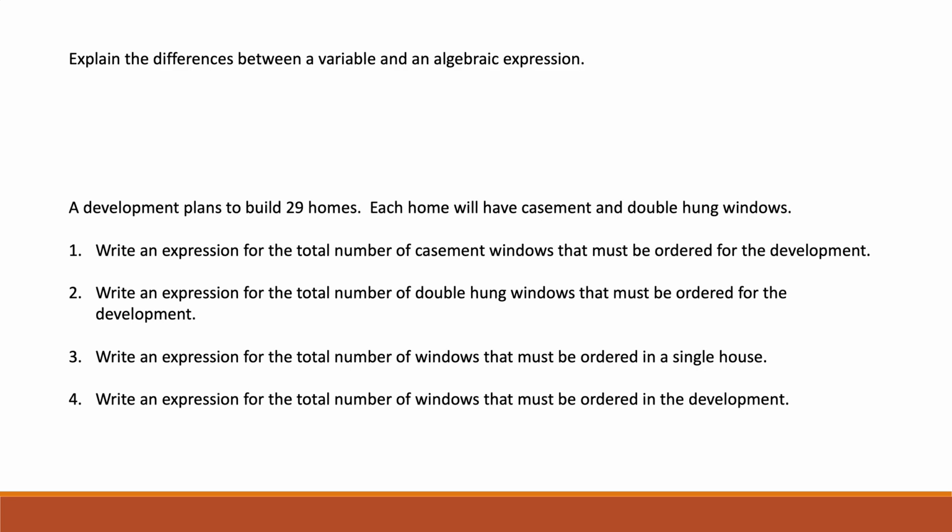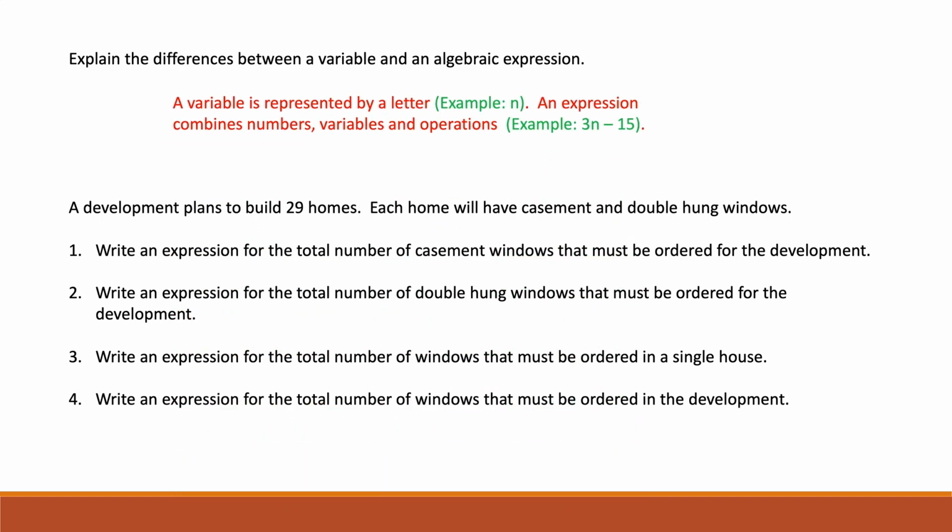Each will have casement double-hung windows. And go ahead. Do the whole thing, and then I'll give you the answers to the whole thing. Okay, so assuming again you're doing stop and start, that way we save a little bit of memory on YouTube. A variable is represented by a letter, for example, n. An expression combines numbers, variables, and operations, for example, 3n minus 15. What is the one thing that an expression never, ever, ever has? An equal sign. Very good.